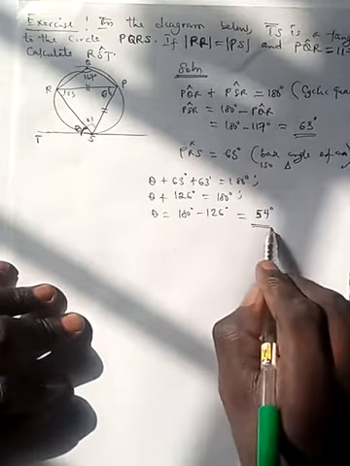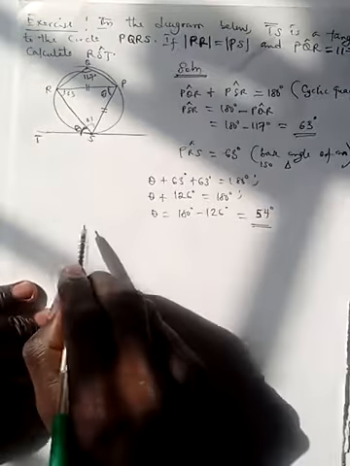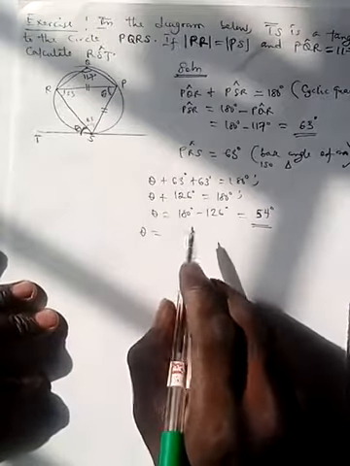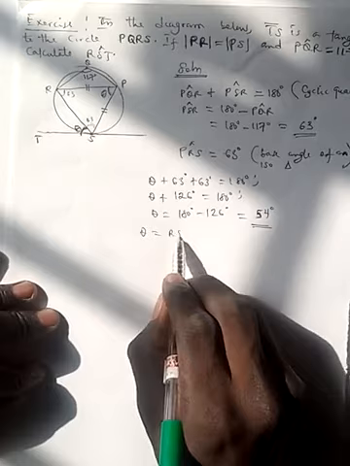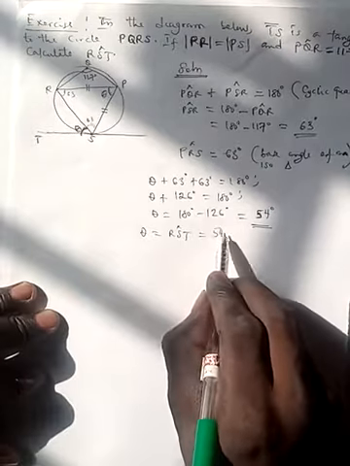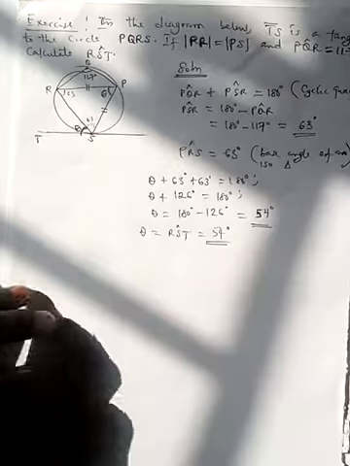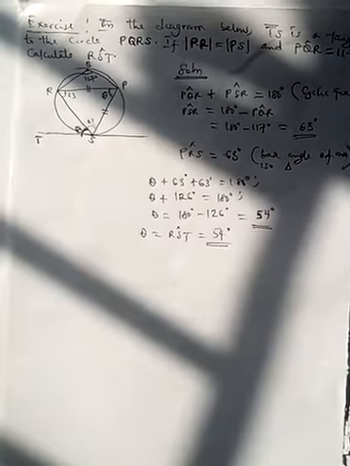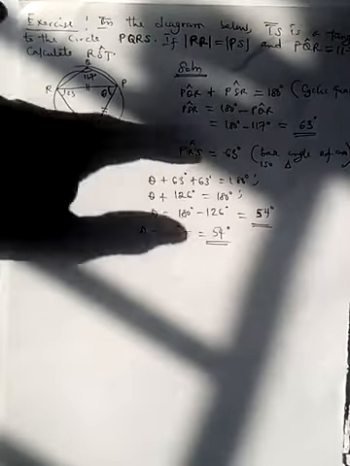So theta, we know that of course theta equals angle RST, which equals 54 degrees. So we have successfully found the angle they asked us to find, RST.